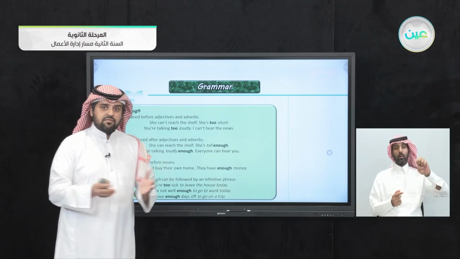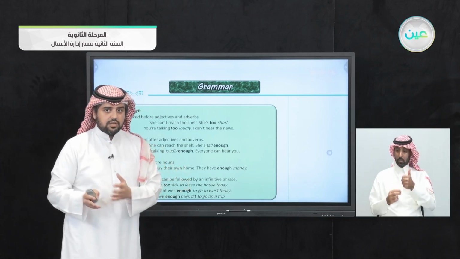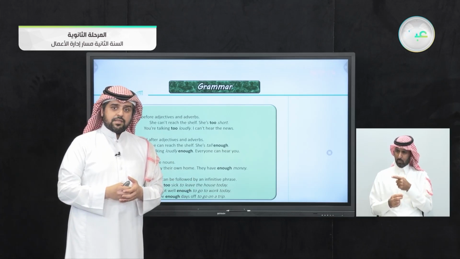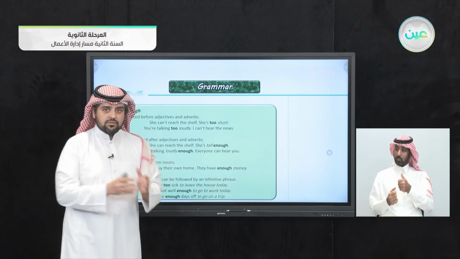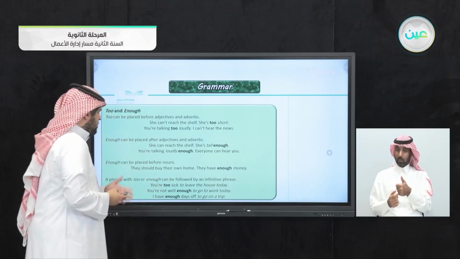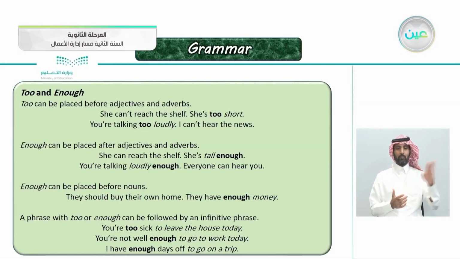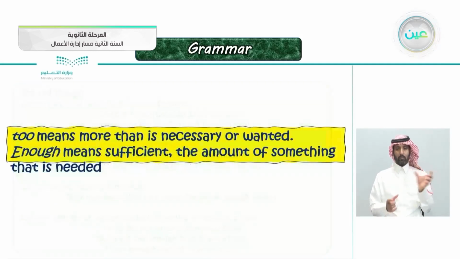For example, you say, this is too good to be true. When you talk about something that surprises you because it's very good, you say, it's too good to be true. This is another example of using "too" and "enough" followed by an infinitive phrase.